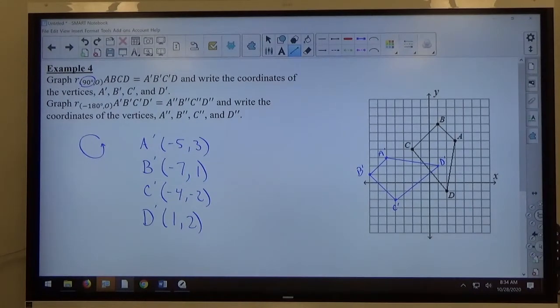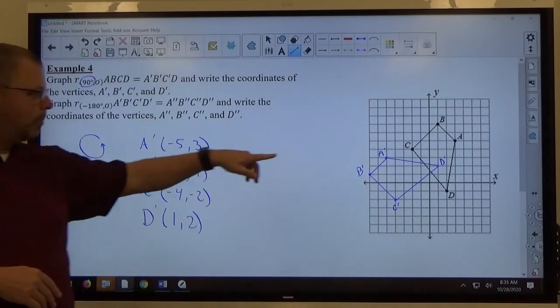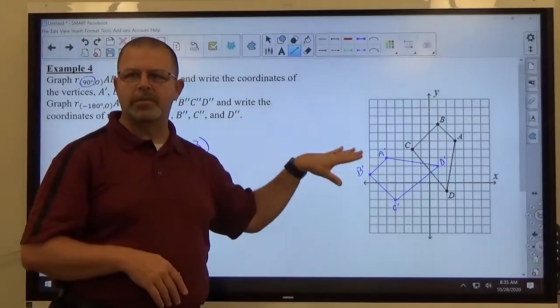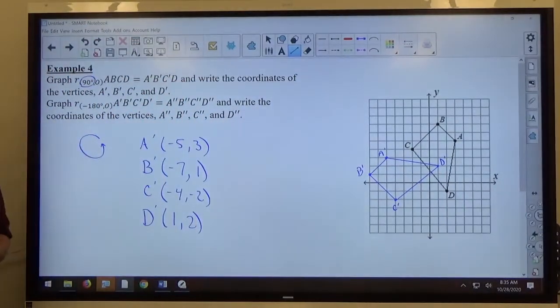All right? And that's how we make A prime, B prime, C prime, D prime. And notice I'm marking them as such. As I put the points down, I've got them identified over here. When I put them over here, actually in the picture, I identified them as what they are: A prime, B prime, C prime, D prime. Make sure you're labeling all your points as you do all these transformations.